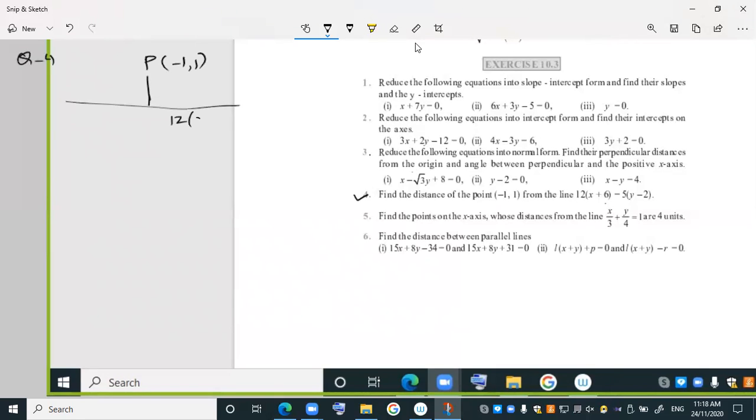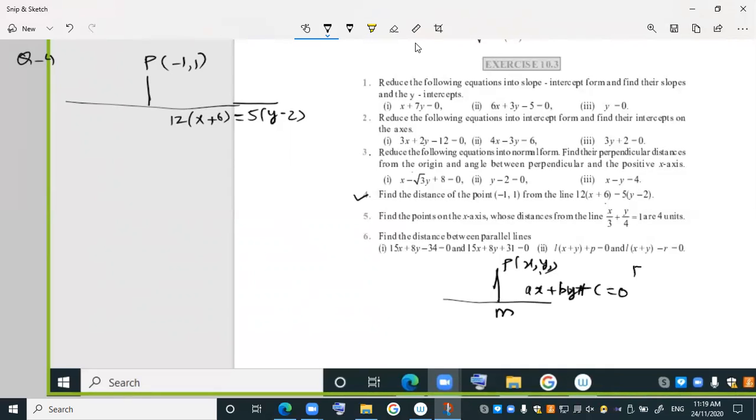The equation is 12 into x plus 6 is equal to 5 into y minus 2. First of all, you should know the formula. The formula is: when P is a point whose coordinates are x1, y1, and you drop a perpendicular from P on any line, PM, and the equation of the line is ax plus by plus c is equal to 0.